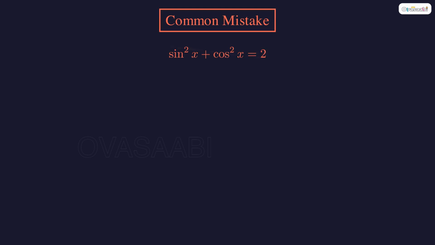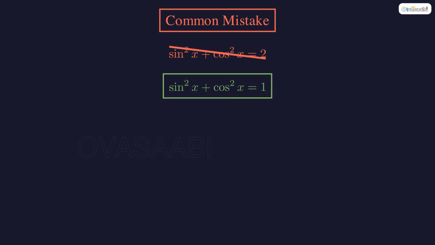Common exam mistake. Students write sin² plus cos² equals 2. Wrong. It always equals 1, not 2. Don't confuse this with other formulas.